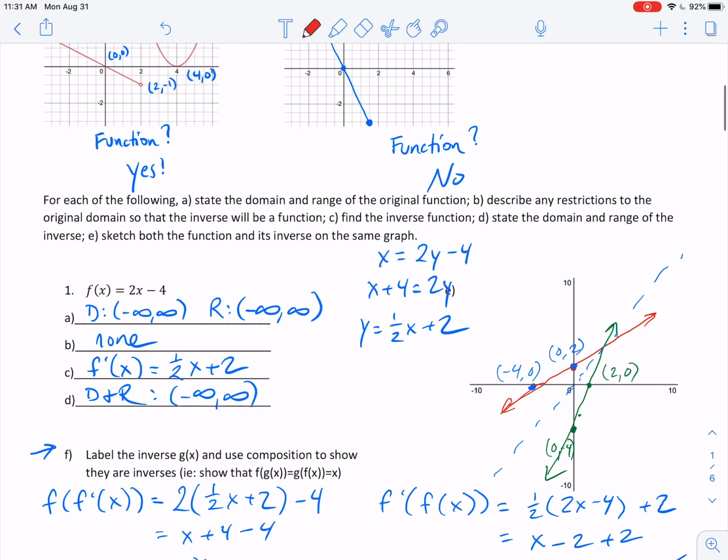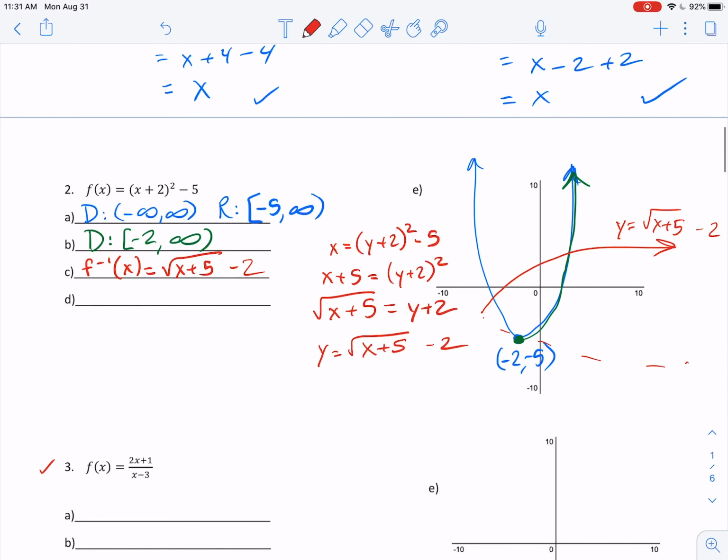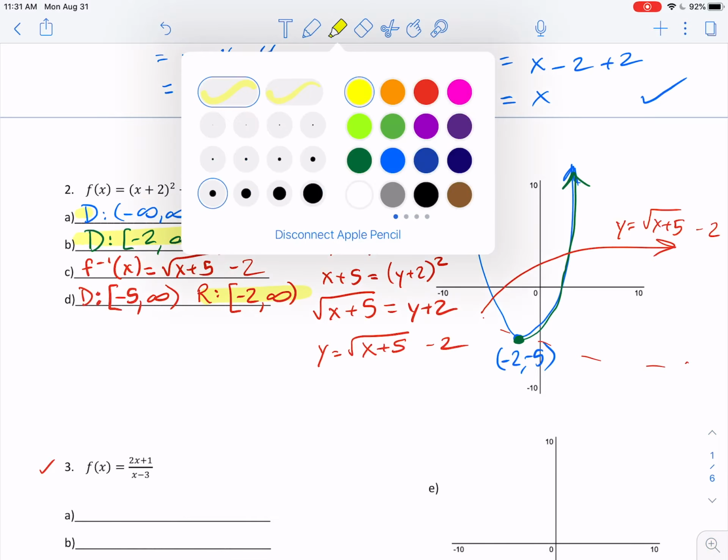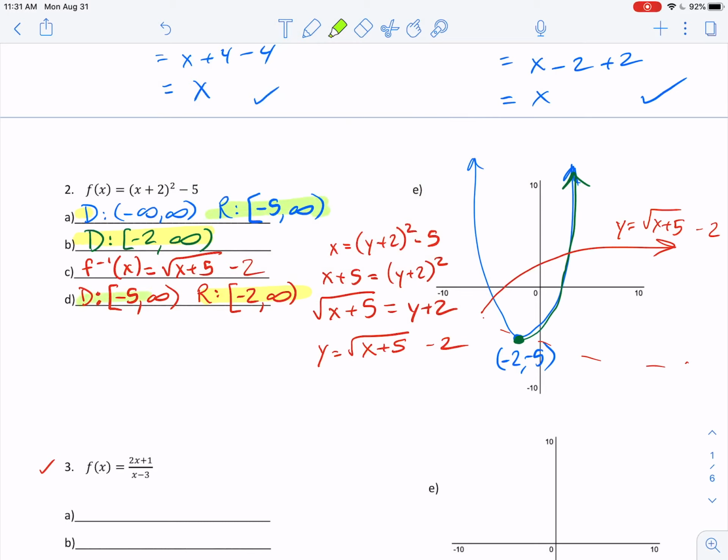D then says, state the domain and the range. Okay, so the domain is my x values would be from -5 to positive infinity. My range goes from -2 to positive infinity. Notice, here's the cool part. This domain, once we restricted it, matches the range here. And the range matches the domain here. Okay, if that doesn't happen, not necessarily this part up here, that's okay if once we restrict it, but if the range of one doesn't match the domain of the other, you did something wrong.